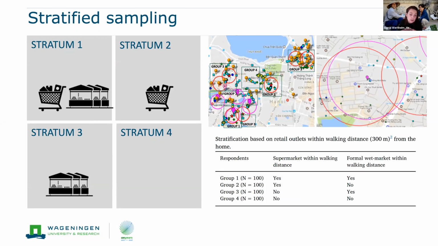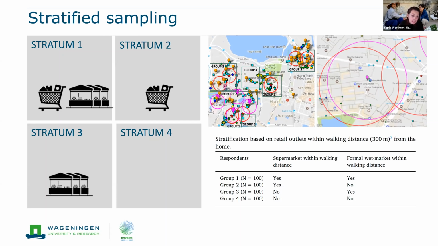For instance, urban poor don't always have a lot of means for transportation, so most of the food shopping is done by foot. And so we took four groups, in which one group had a supermarket and a wet market within walking distance from their home. Another group had only a supermarket within walking distance from their home. A third one, only a wet market within walking distance from their home. And the fourth group had neither a supermarket nor a wet market within walking distance from their home. And we focused on wet markets and supermarkets, since that was also the focus of the food retail modernization policy.